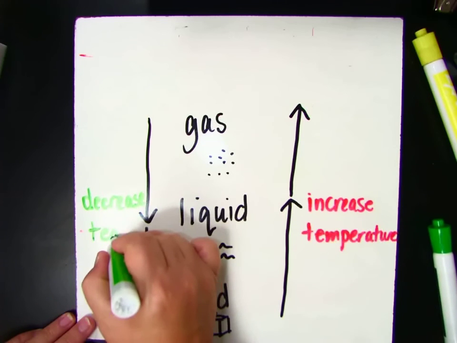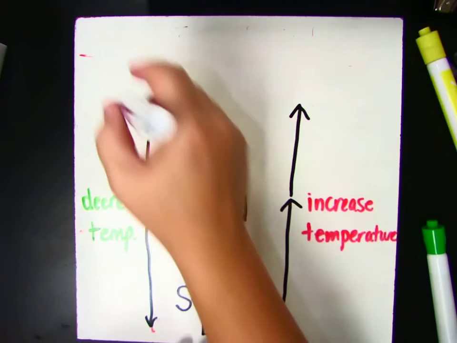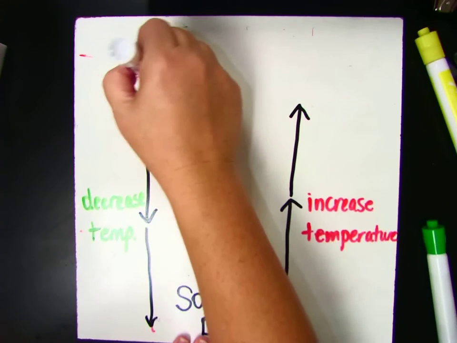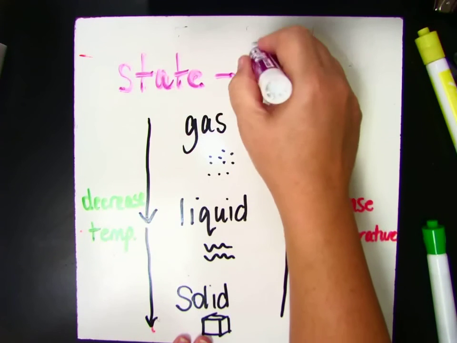I'm just going to put temp here. So in order to change the state of matter, we must change the temperature. So in order to change the state, we need to change the temperature.